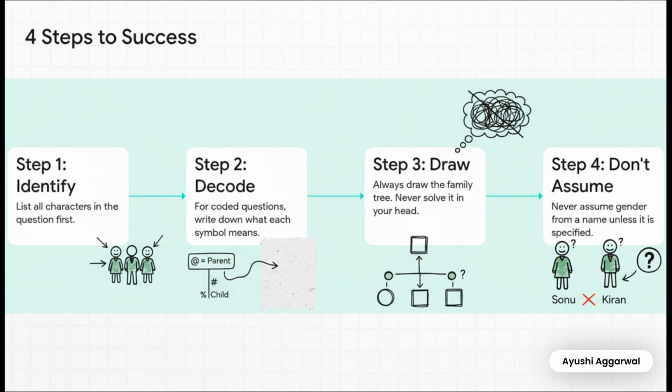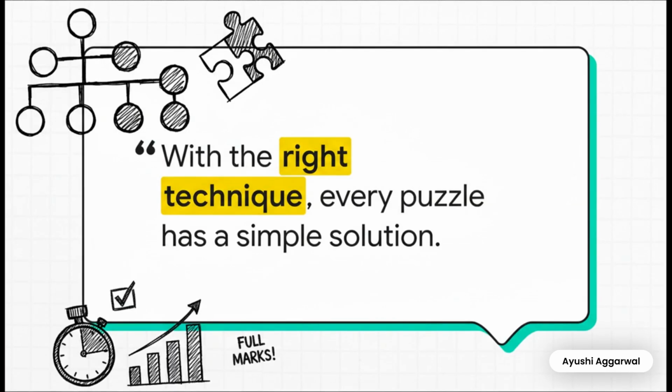And 4. This is a classic trap. Never assume someone's gender from their name. If a name is, say, Kiran or Sonu, you cannot decide if they are male or female unless the question explicitly tells you. So, I want you to remember this.